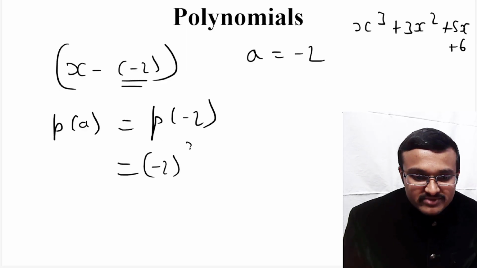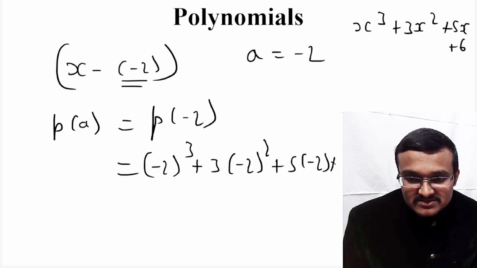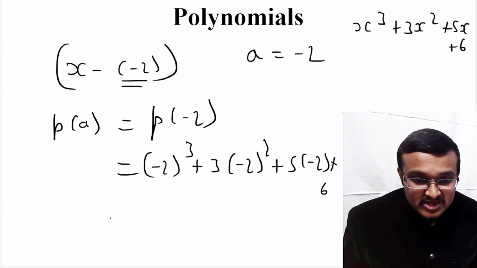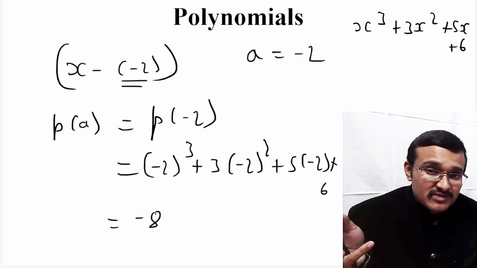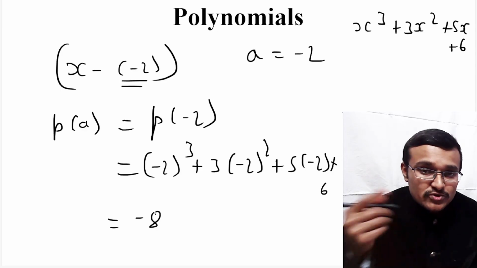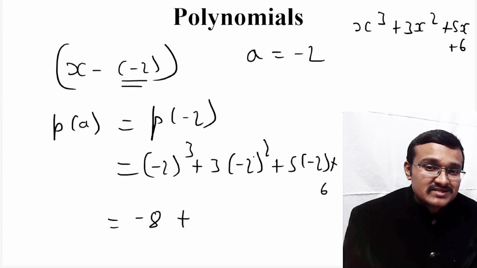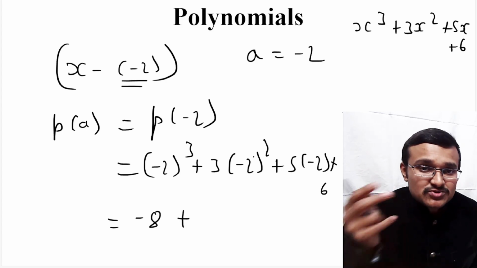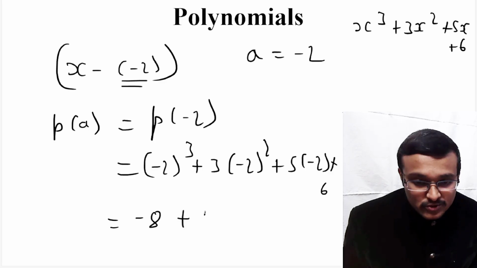So it is minus 2 whole cube plus 3 into minus 2 whole square plus 5 into minus 2 plus 6. So minus 2 whole cube is minus 8, because 3 times you have to multiply minus, that is minus into minus plus, again plus into minus will be minus. So 2 cube is 8. So minus 8 plus, here minus 2 whole square is there. So minus 2 into minus 2, that is minus into minus plus, 2 into 2 is 4. So 3 into 4 is 12.